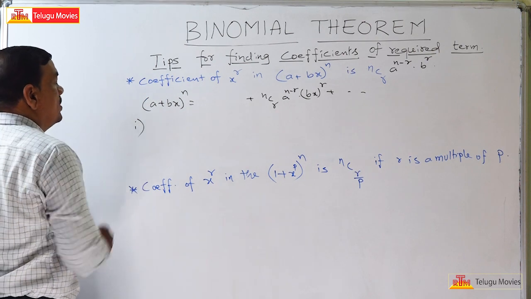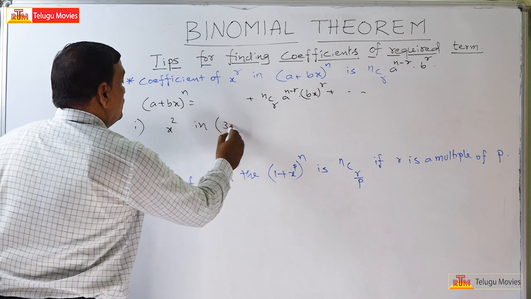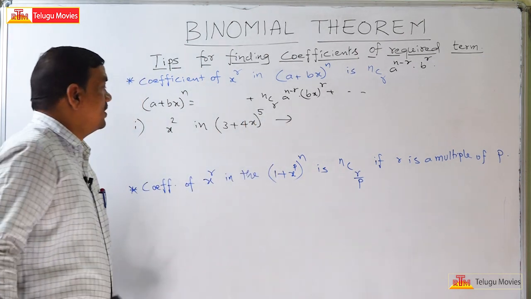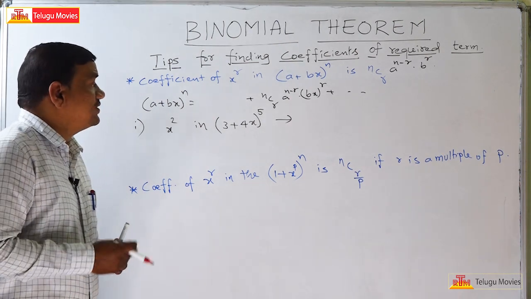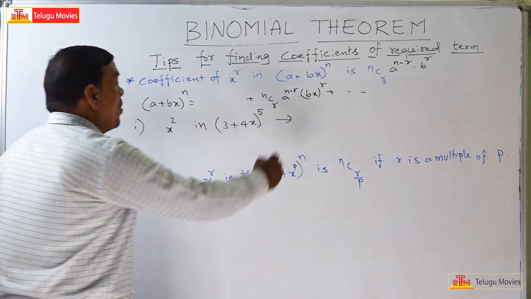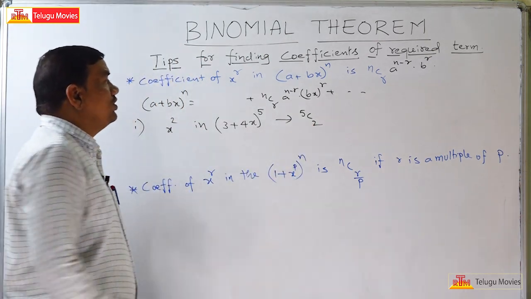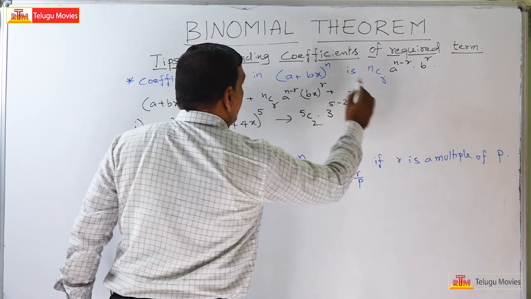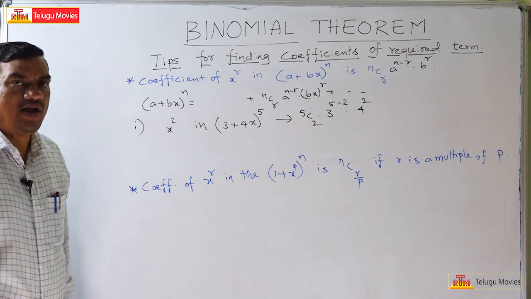For example, the coefficient of x square in the expansion of (3 plus 4x) whole to the power of 5 is. Now, what do we have to find out? 5C2, 3 to the power of 5 minus 2, 4 square. That's all. Understand? Whatever may be the value.